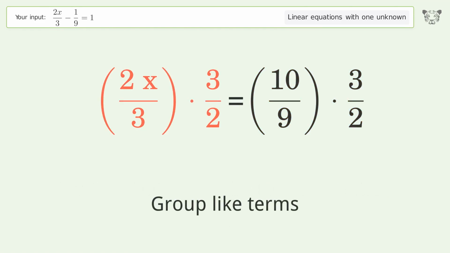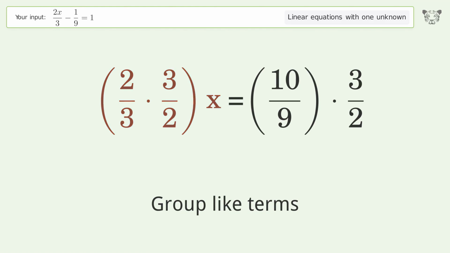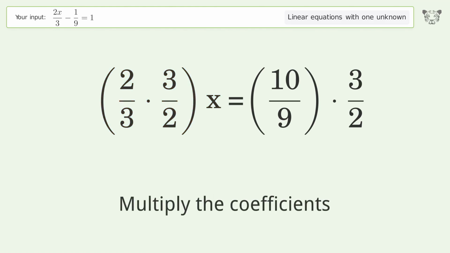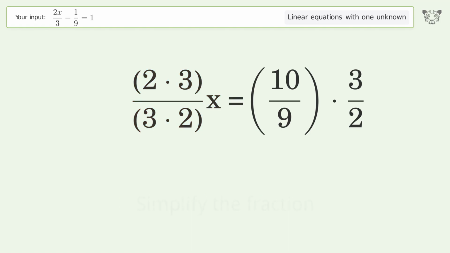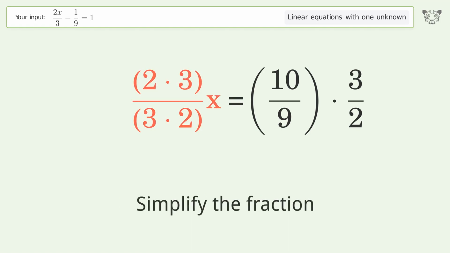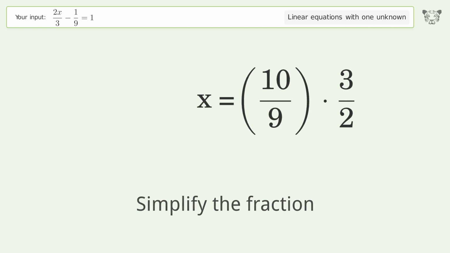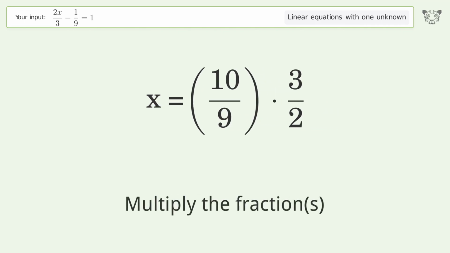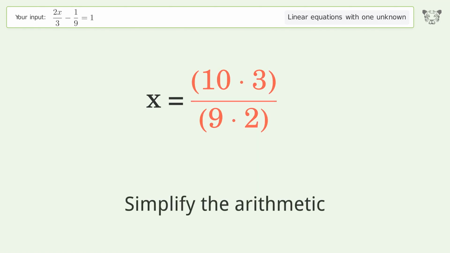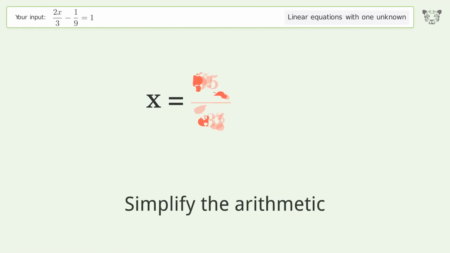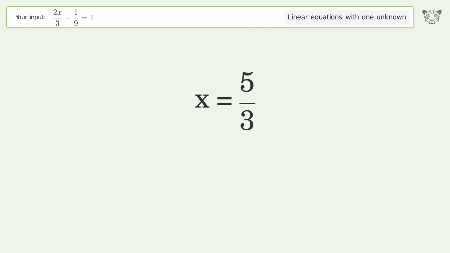Group like terms. Multiply the coefficients. Simplify the fraction. Multiply the fractions. Simplify the arithmetic. And so the final result is x equals 5/3.